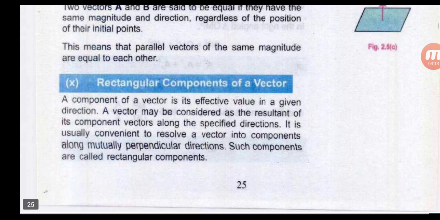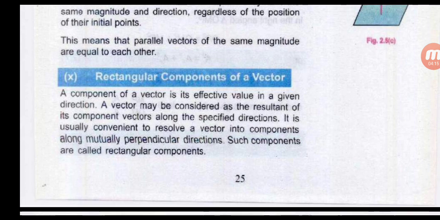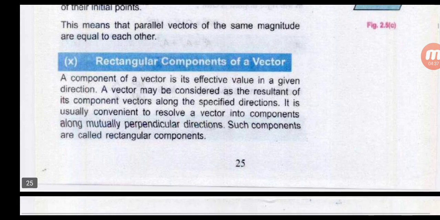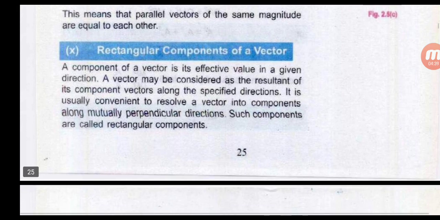Number 10. Rectangular components of a vector. A component of a vector is its effective value in a given direction. A vector may be considered as the resultant of its component vectors along the specified directions. It is usually convenient to resolve a vector into components along mutually perpendicular directions. Such components are called rectangular components.